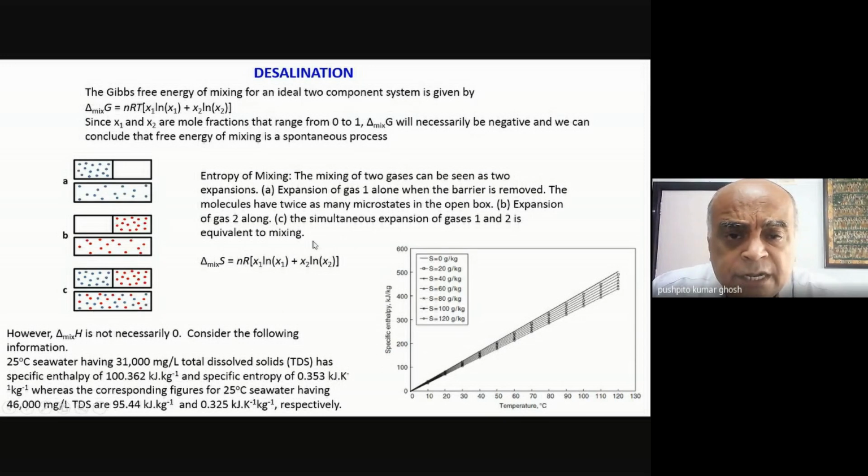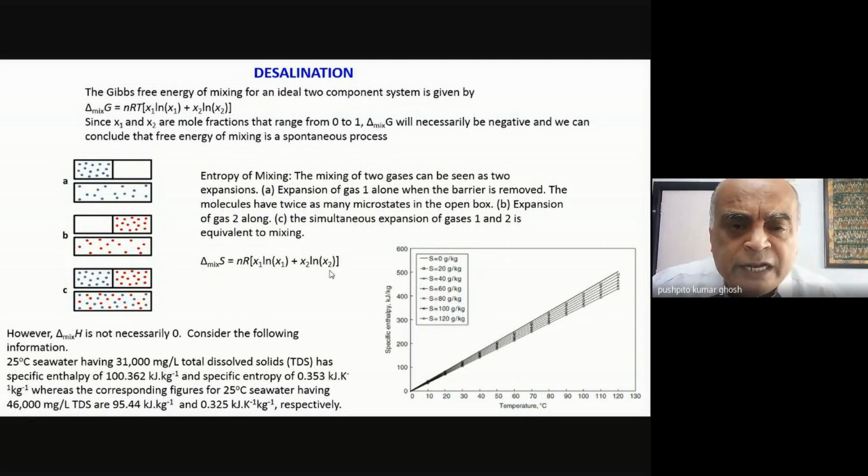So equivalently, I can write delta S mixing equal to NR times x1 ln x1 plus x2 ln x2, if my delta H is zero, suppose there is no enthalpy change. It's all about an entropy change. Then this delta G term is really my T delta S term. So if I differentiate that, I'll get my delta S. That's how I get my NR x1 ln x1 plus x2 ln x2.